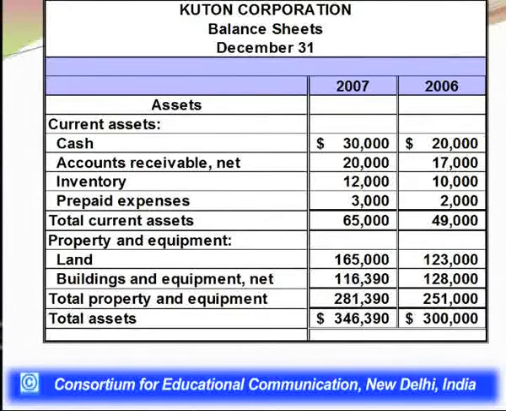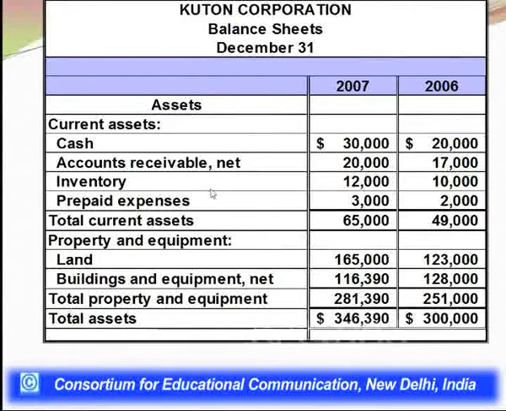The next item is your inventory. Inventory was 10,000, the third row from the right I am referring to, and now it is 12,000. Prepaid expenses is the 4th current asset given, and the amount was 2,000 in 2006 and 3,000 in 2007.